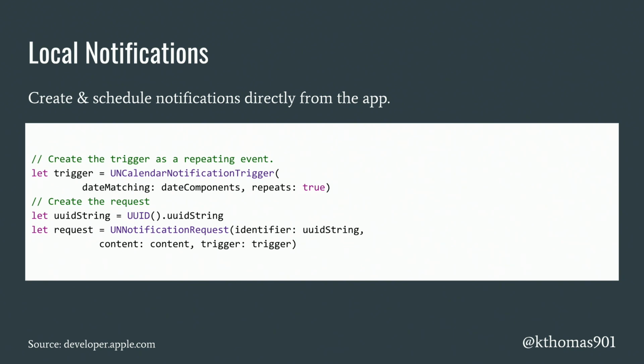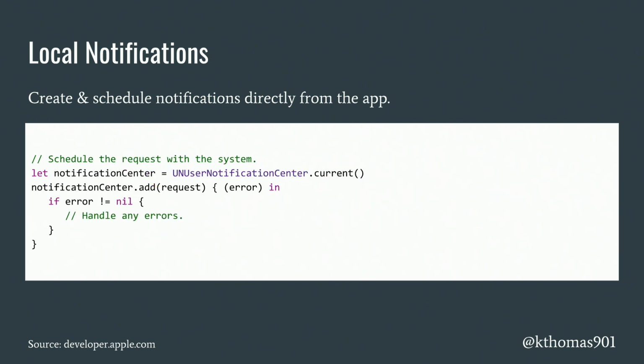To actually send a notification, you need to create a request. And in this case, the identifier for the request should just be some type of unique string. So I'm just using a user ID string. And then we add our trigger and the content that we set before. To actually schedule it, you need to get the current UNUserNotificationCenter and then add that request. And then there's a completion handler in which you can handle any errors that may occur.